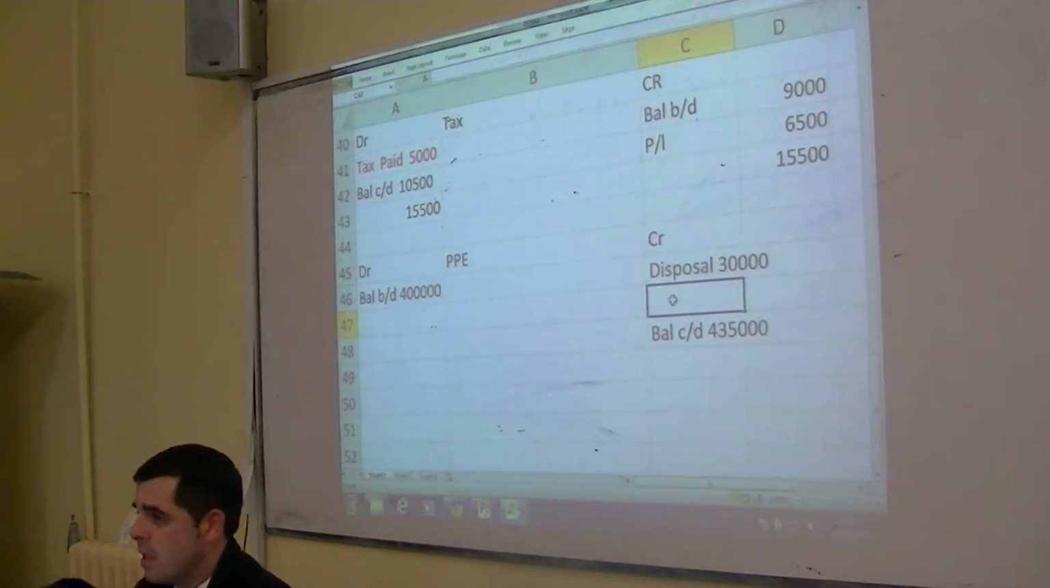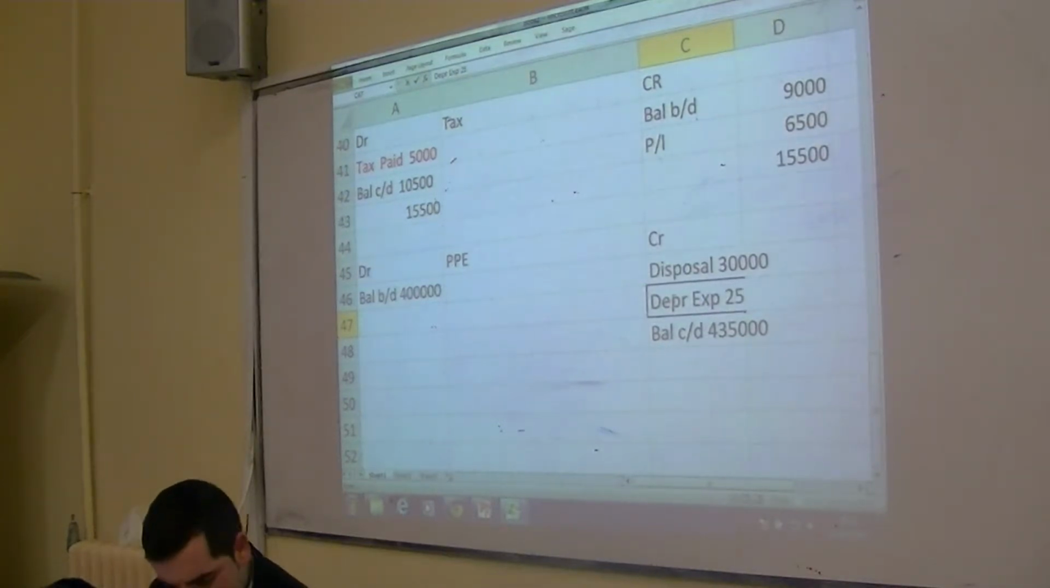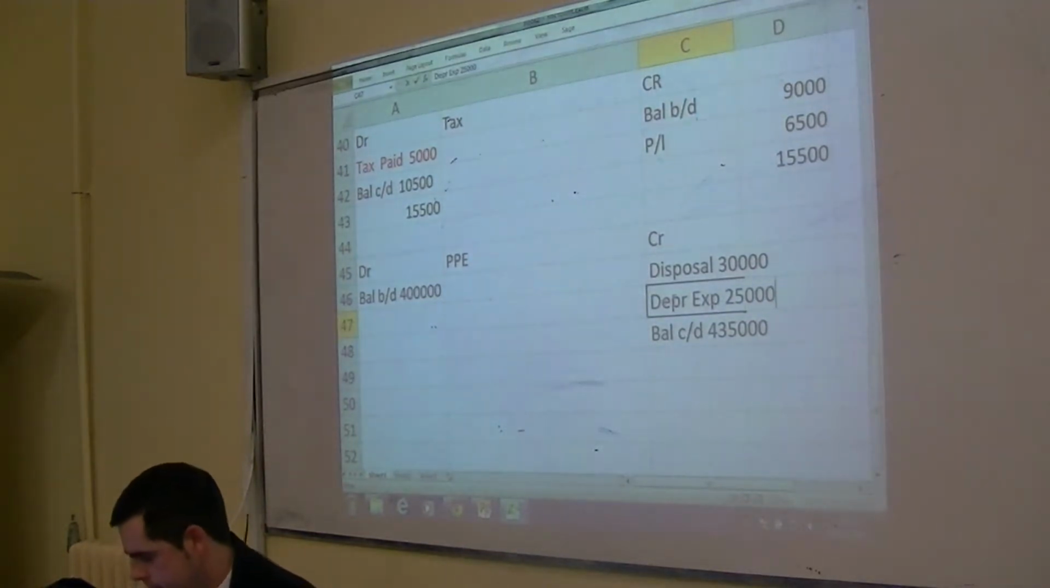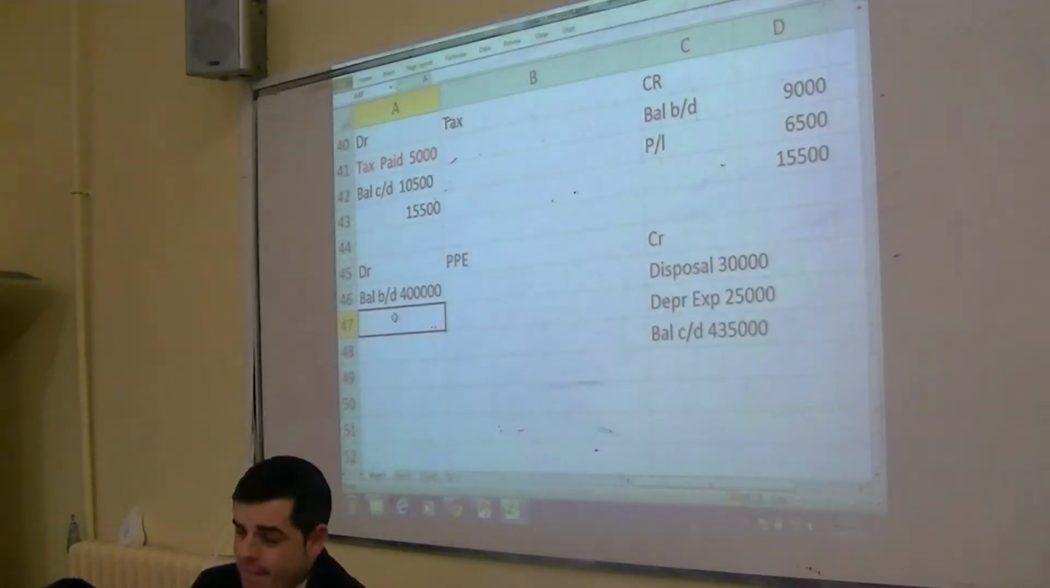What else? Anything else on the credit side? What else would? Expense. Yeah, the expense, exactly. Depreciation expense. That was 25, wasn't it? It's inside there under note 4. Yeah, 25.